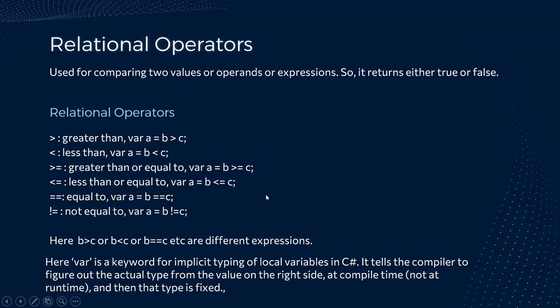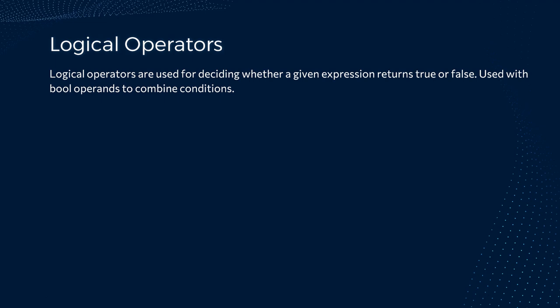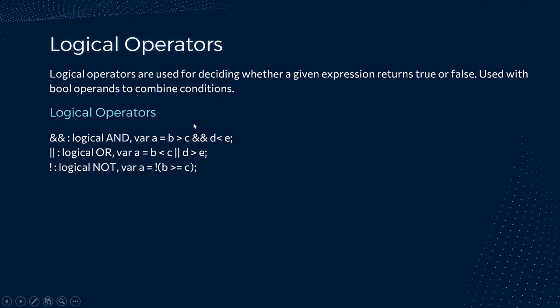Now let's look at the next operators that we have, the logical operators. Logical operators are used for deciding whether a given expression returns true or false. They are used with bool operands to combine conditions. Here you can see there are three logical operators: and, or, and not. These are logical AND, logical OR, and logical NOT.